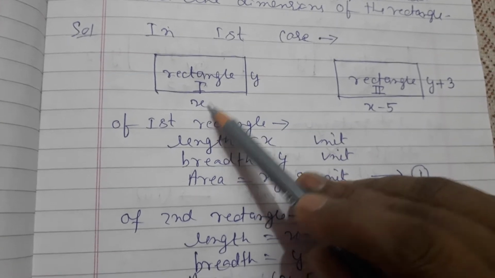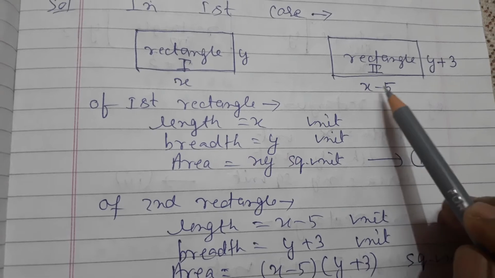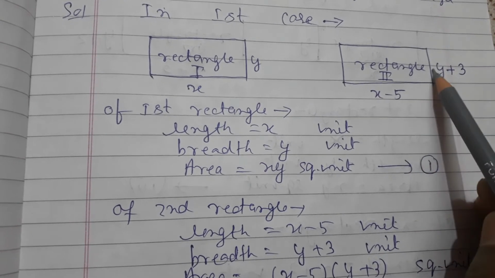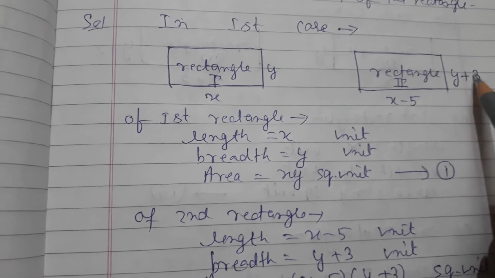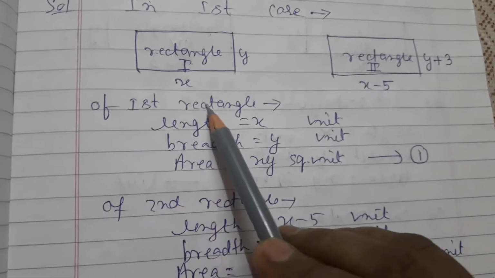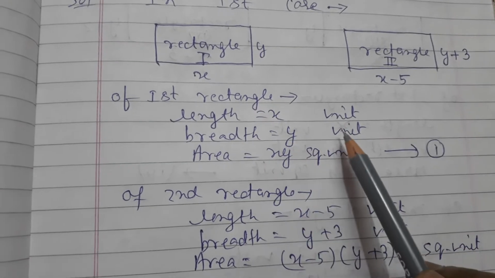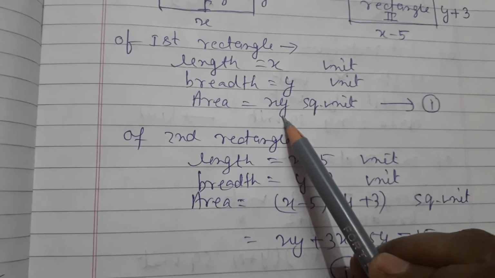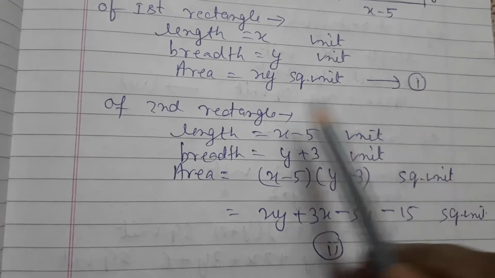And here length and breadth are x and y. As per the question, length is reduced by 5, so I have written here x minus 5. And breadth is increased by 3, so you write here y plus 3. Now, of the first rectangle, length equal to x unit, breadth equal to y unit, area equal to length into breadth, so x into y, xy square unit, equation number 1.